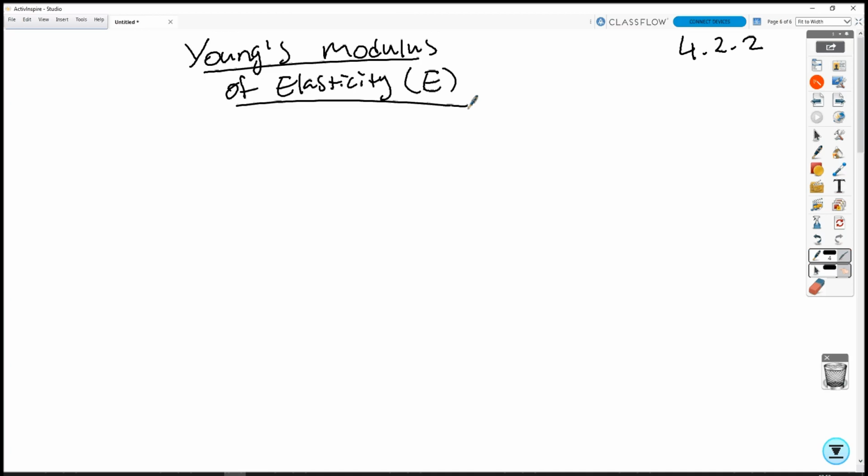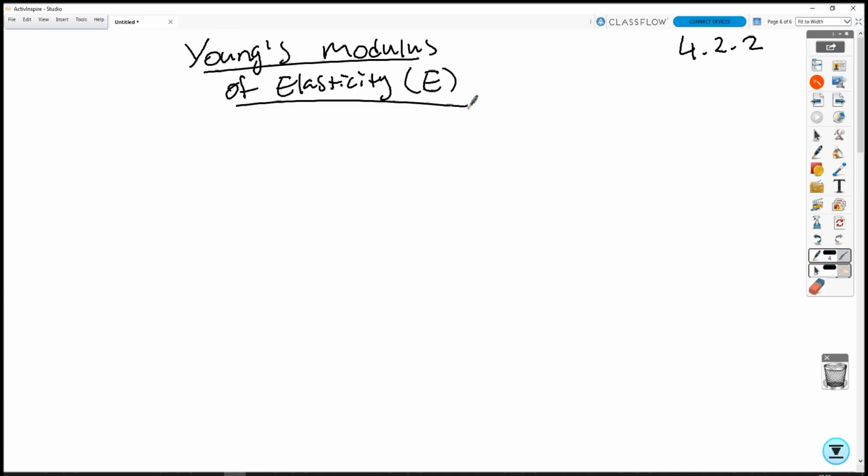Now, last time we talked about spring constant, and I said spring constant depends on the shape and size and material of that particular spring. Spring constant is not a material property. It depends on the geometry of the thing that you have. Young's modulus, however, is a bulk property, so it's a material property. It doesn't matter what shape and size of copper I have, everything that's copper has the same Young's modulus. Everything that's aluminium has the same Young's modulus. Everything that's iron has the same Young's modulus. So Young's modulus is a material property.